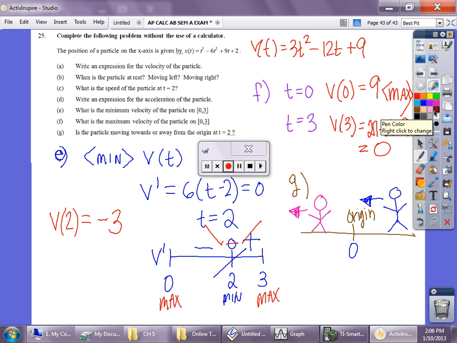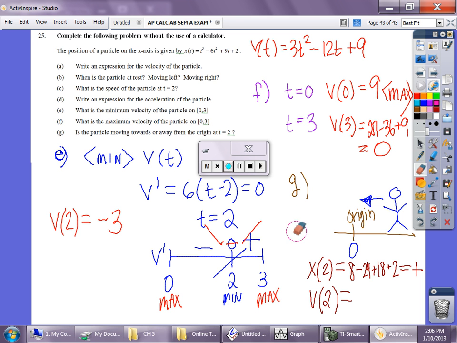The only way that I would know which way I'm going, towards or away from the origin, is if, number 1, I knew where I was standing at time equal to 2. And then if I knew which way I was walking at time equal to 2. So the position at time equal to 2, I just need to know if it's positive or negative. So we get 8 minus 24 plus 18 plus 2. So that's 20, negative 4. So this becomes a positive number. So I am the blue man standing to the right of the origin. The velocity at 2 was negative 3. So I'm walking backwards, not forward. So therefore I am moving towards the origin.